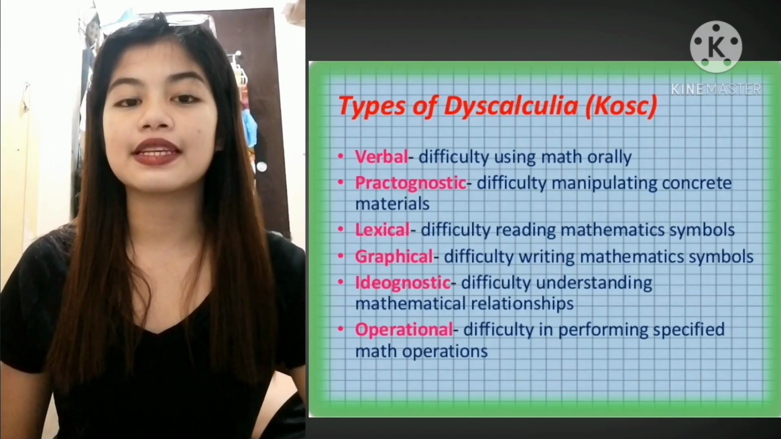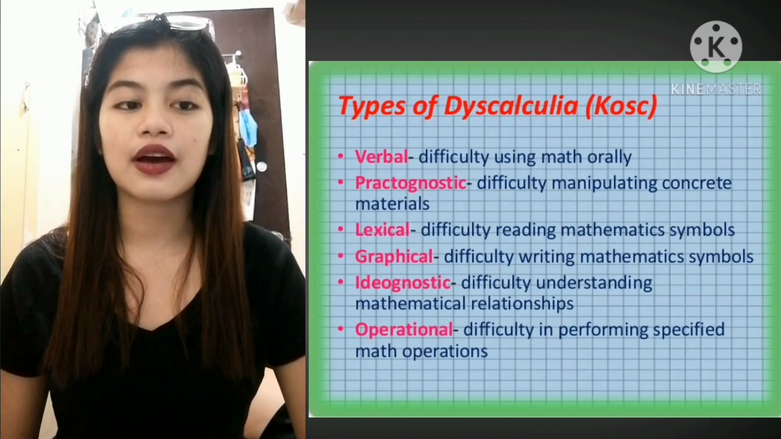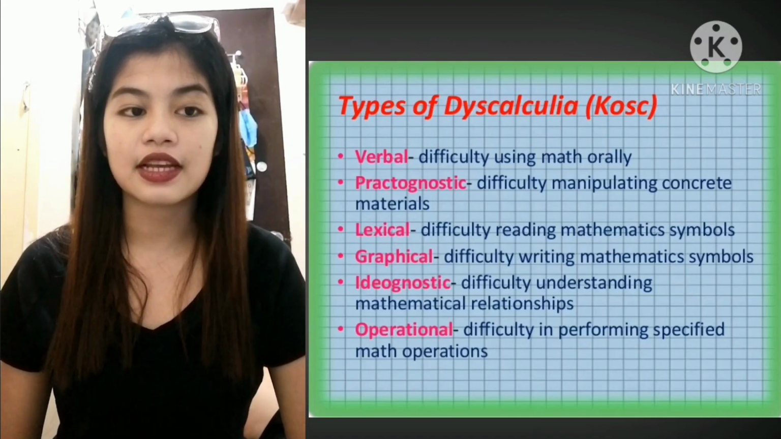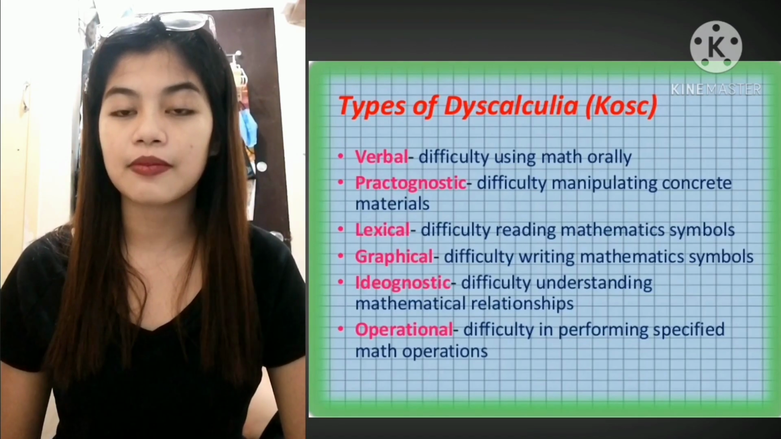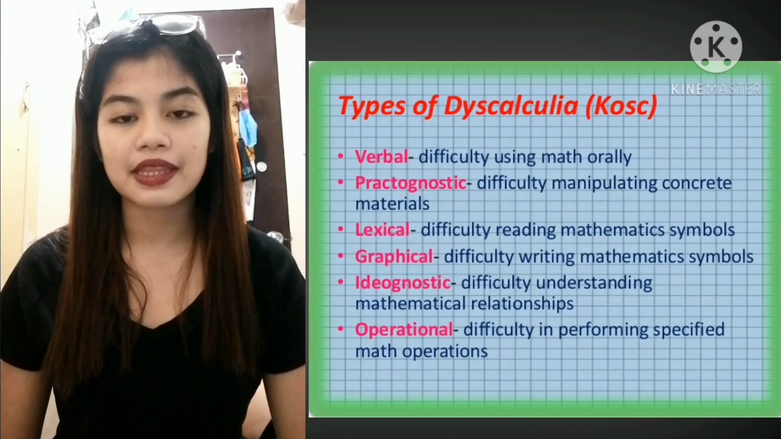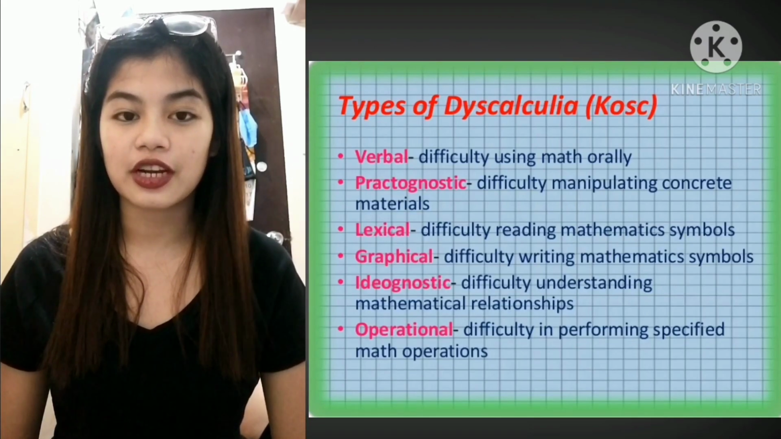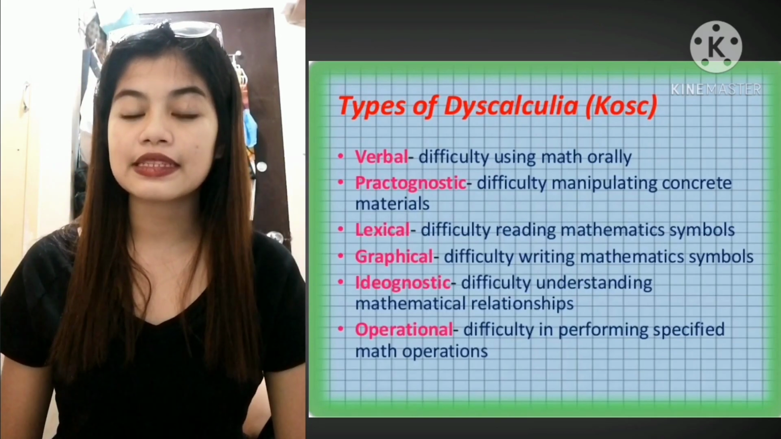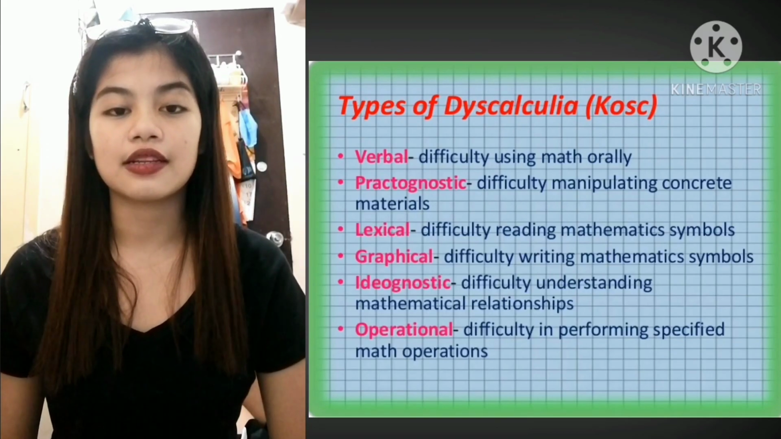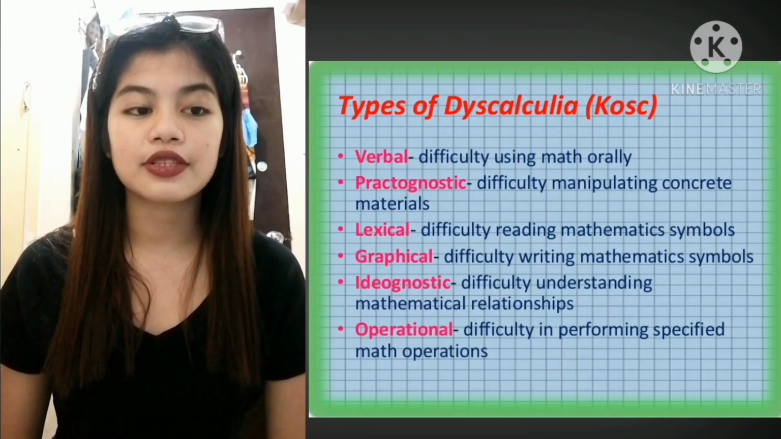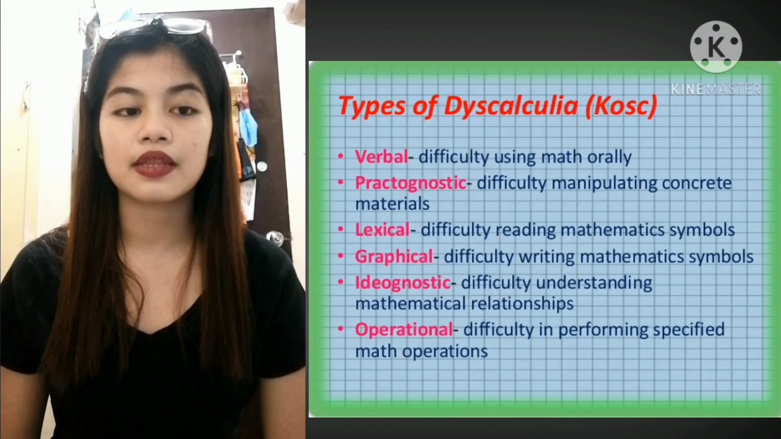The third one is lexical. So those students who have this kind of dyscalculia have a hard time reading and understanding mathematical symbols and numbers, as well as mathematical expressions or equations. A child with lexical dyscalculia can understand the concept when spoken but may have trouble in writing and understanding them.